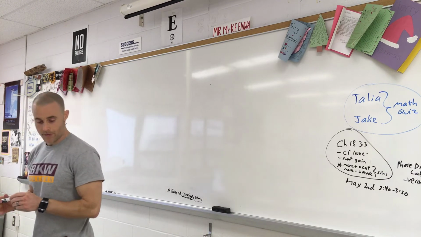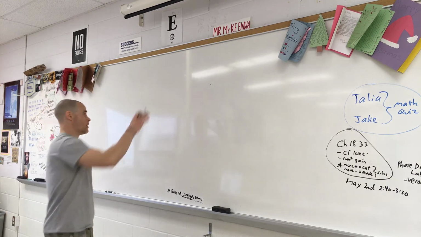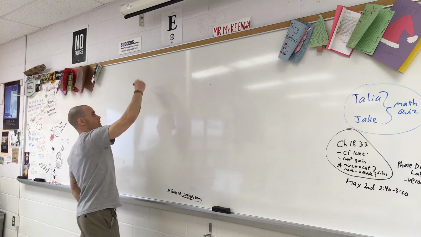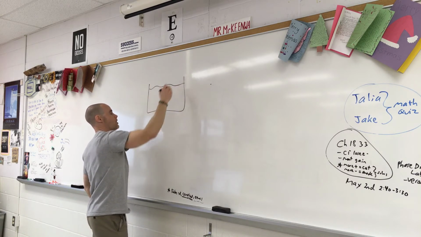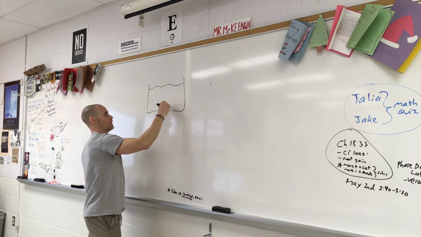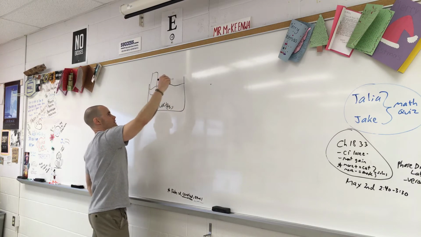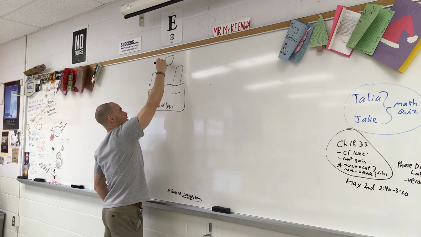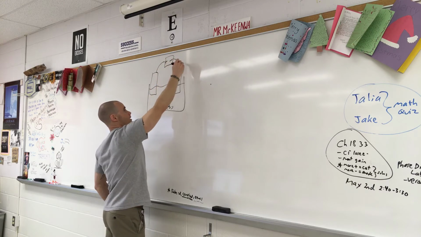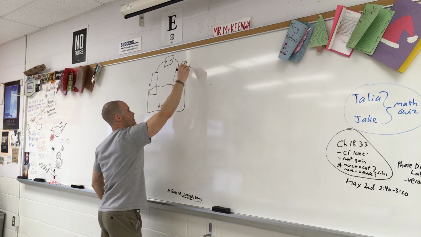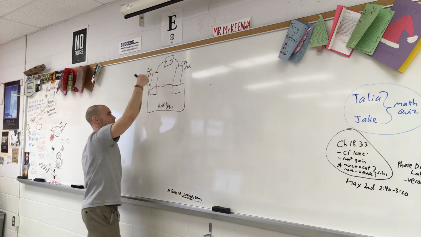All right, here's what you're going to do. Draw your electrolytic cell, and this time it's going to be salt water, NaCl(aq). So here's your battery, positive, negative. The negative is your cathode, which is reduced. Positive is the anode, which is oxidized.